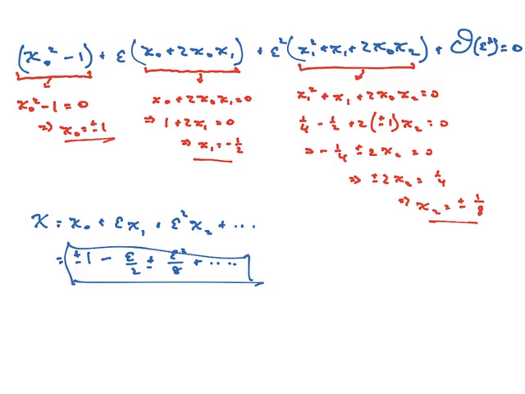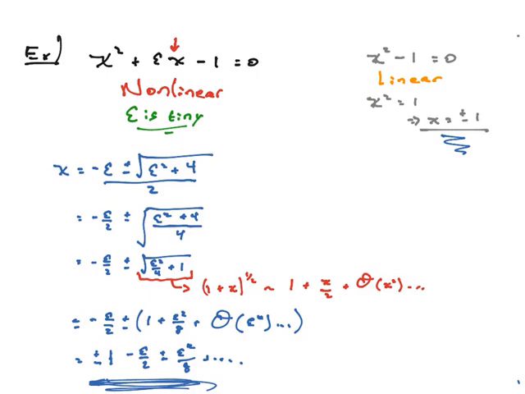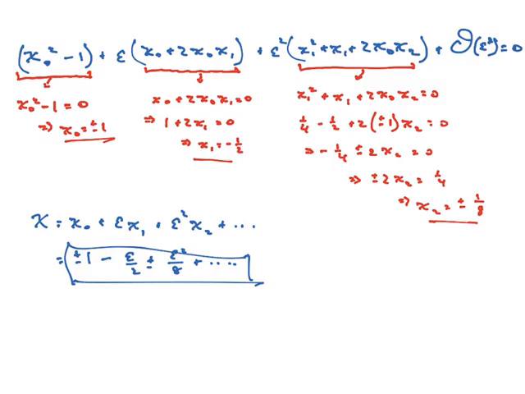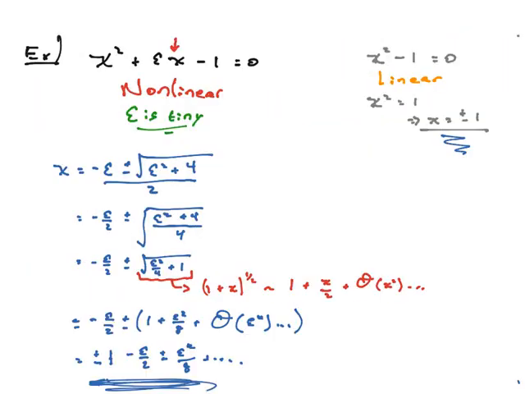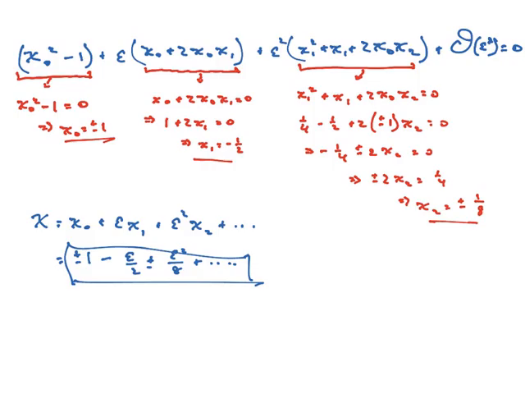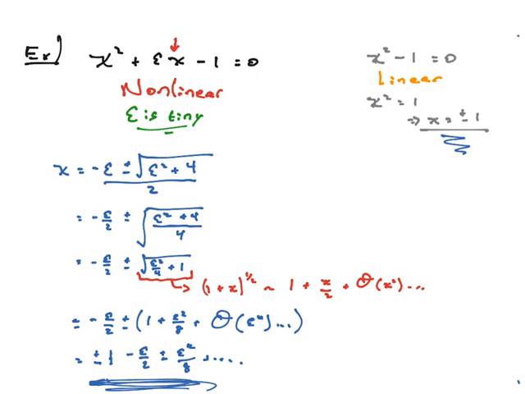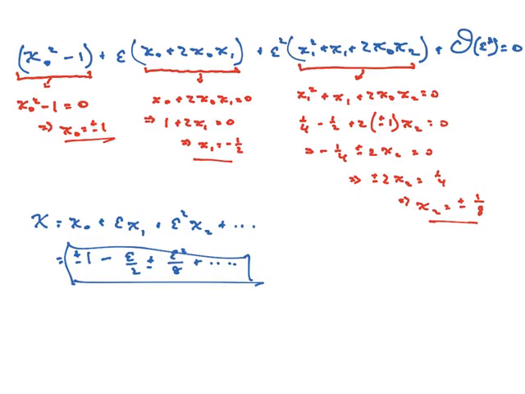Now let's make sure this is correct. Let's go back. Remember, we actually got the full answer before. And what was the full answer? Full answer was plus or minus 1. So let's see, does that match? Plus or minus 1, yeah. Next piece, minus epsilon over 2. Okay, go back. Minus epsilon over 2, good. Plus or minus epsilon squared over 8. Plus or minus epsilon squared over 8. Indeed, we get exactly the same solution.